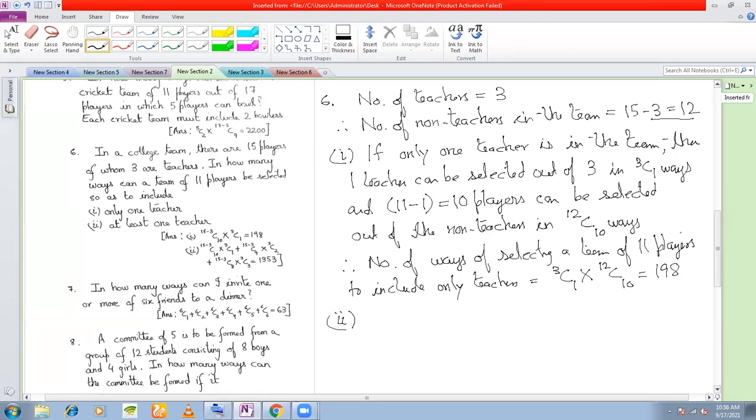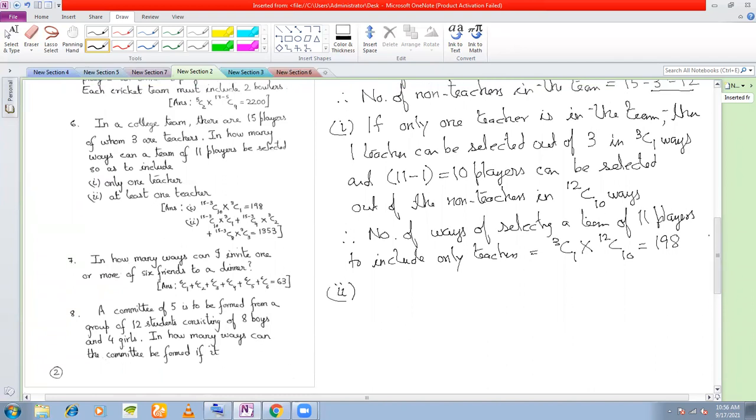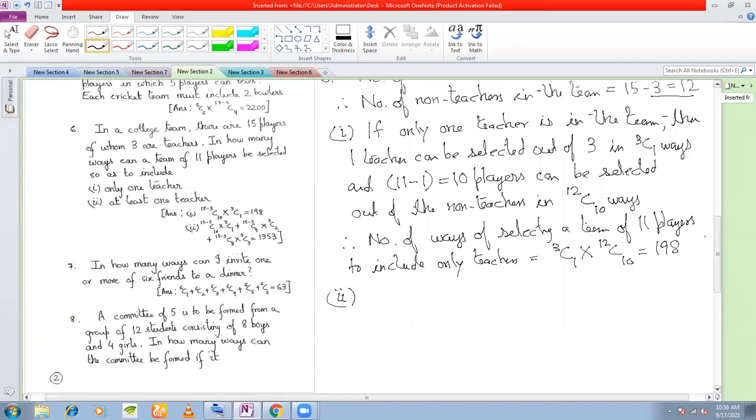Second one, if it is to include at least one teacher, means there are 3 teachers. You can select one teacher or 2 teachers or all 3 teachers, right? And the remaining you can select from the others. So at least one teacher can be selected in the following ways.